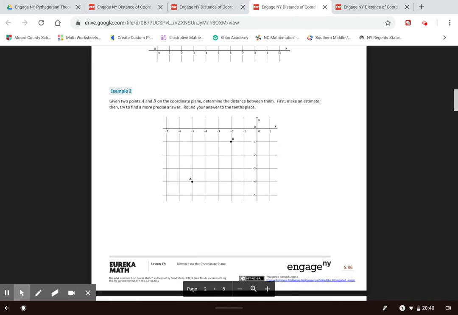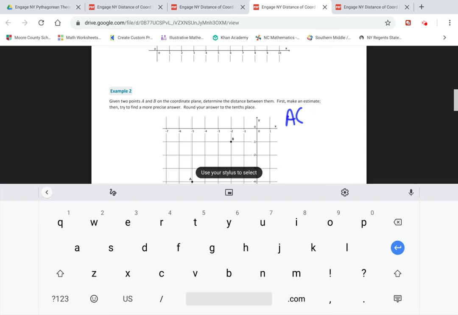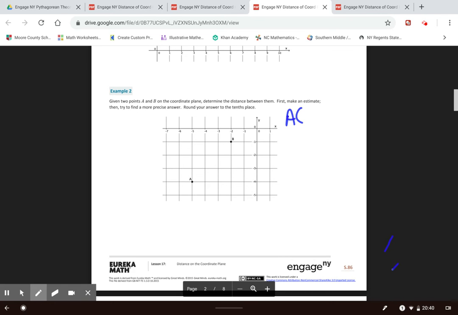All right, so let's look at another example. I have points A and B on this graph. Point A is the ordered pair (-5, -4), and then point B is the ordered pair (-2, -1). Okay, so we're going to connect these two points.